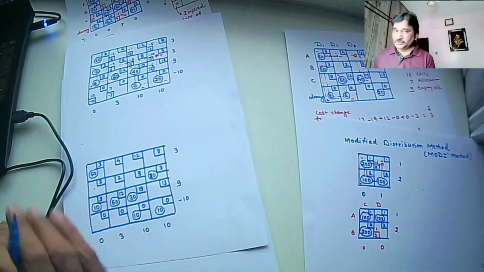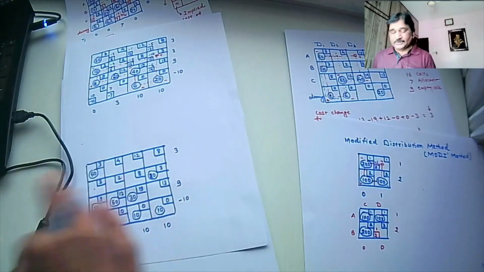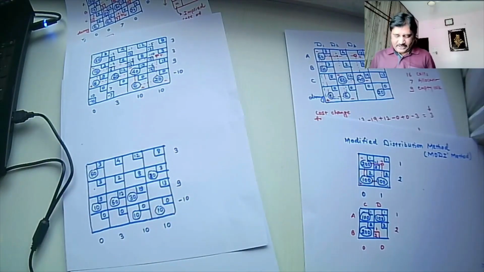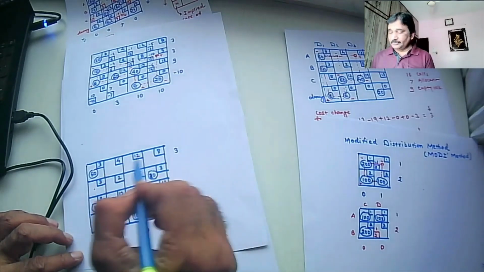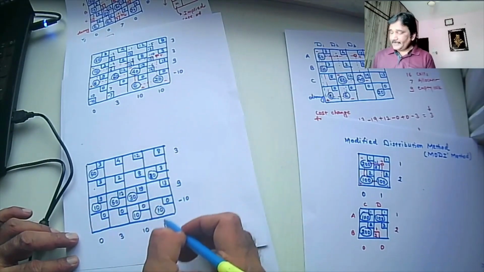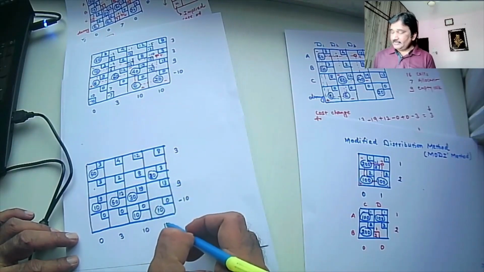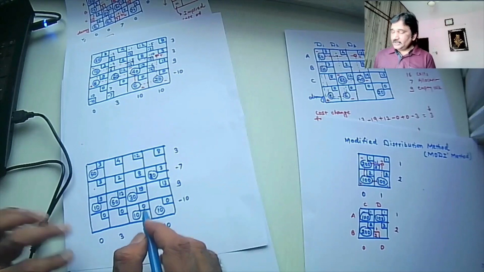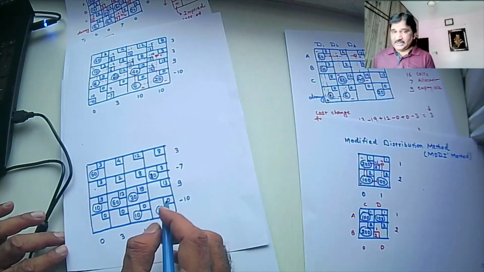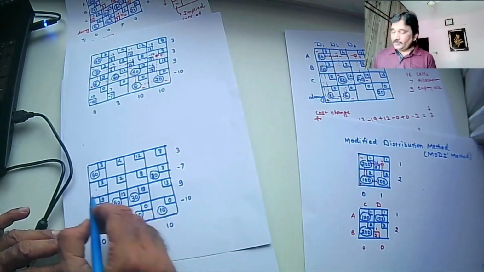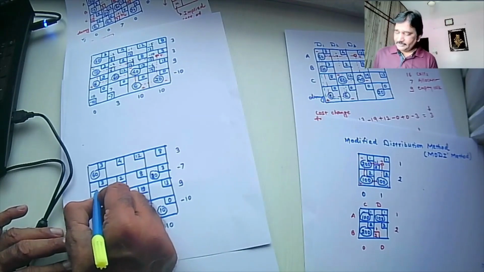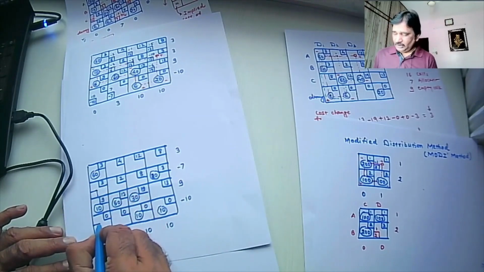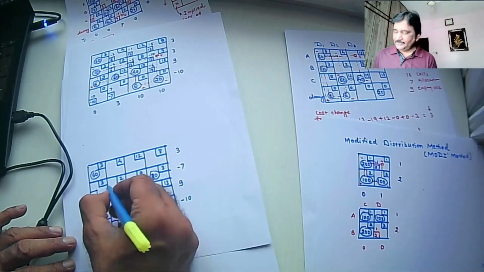This process is to be completed in one shot. If you leave this process in between, you have to start doing this process right from beginning. Okay. So 3 minus 10 will get you minus 7. Okay, so all row numbers, column numbers have been completed. Now you find out the implied cost for all the cells, all the empty cells.